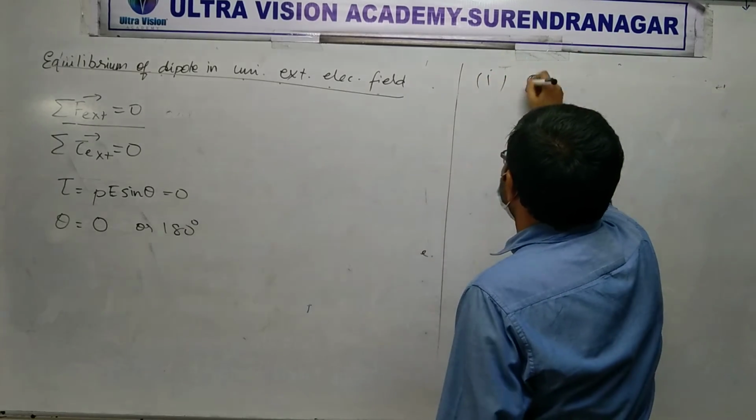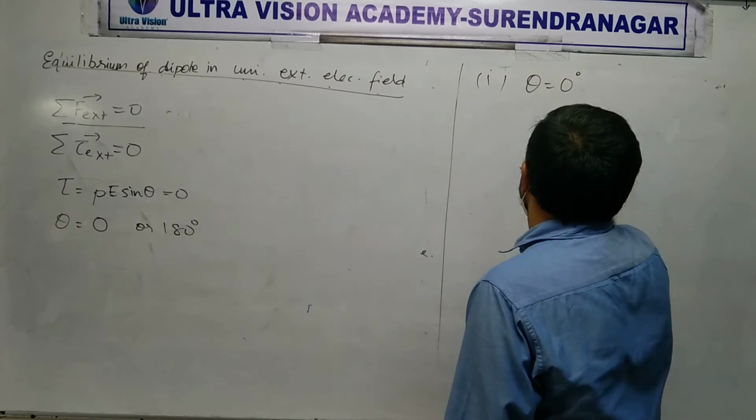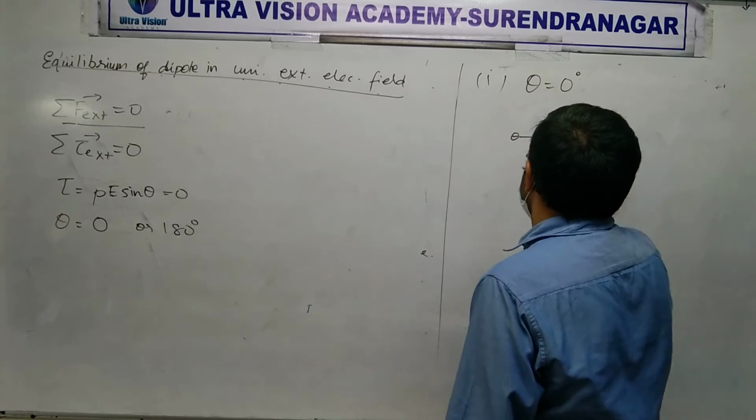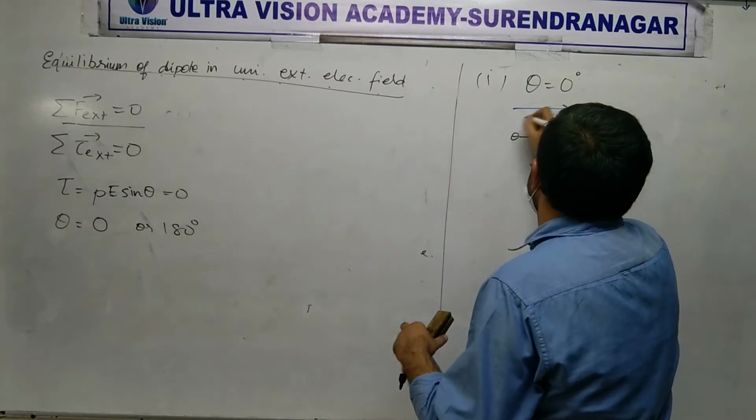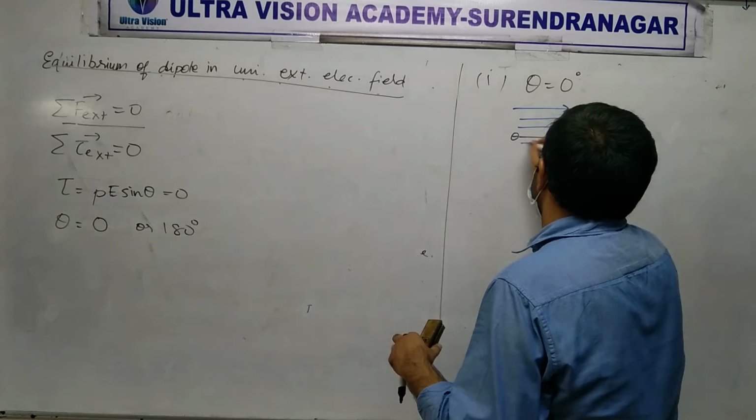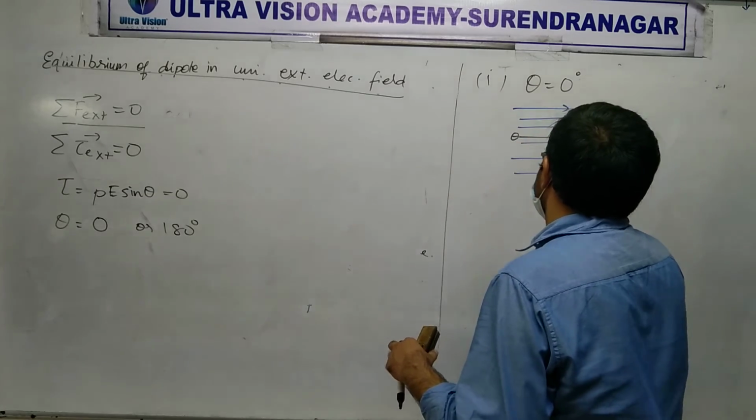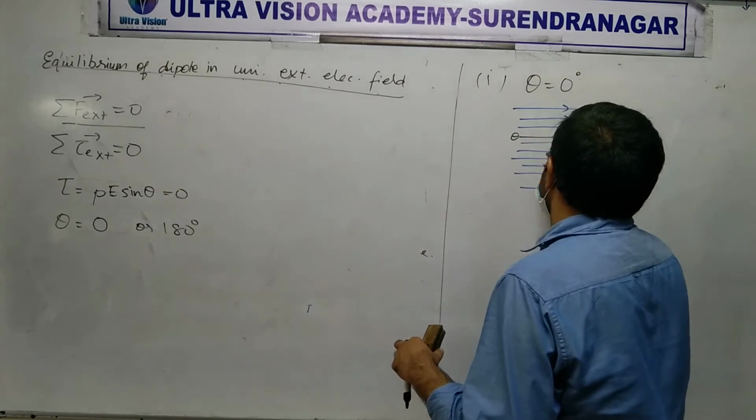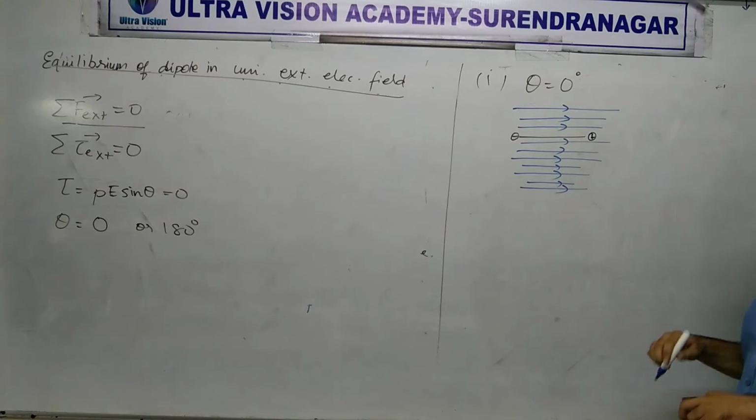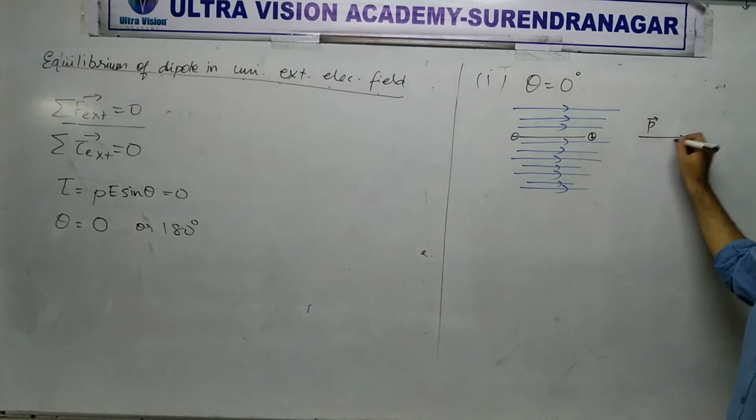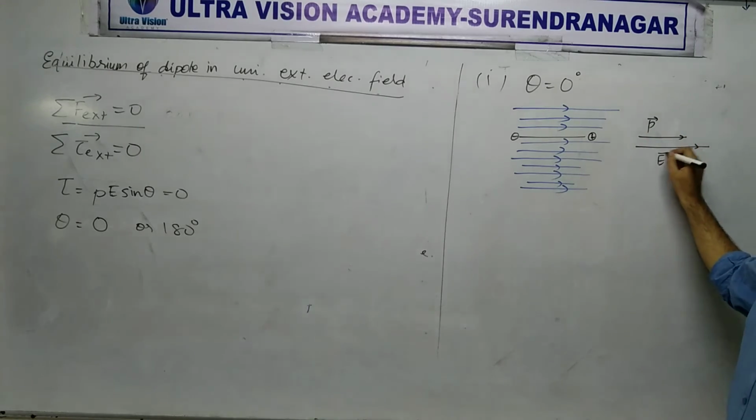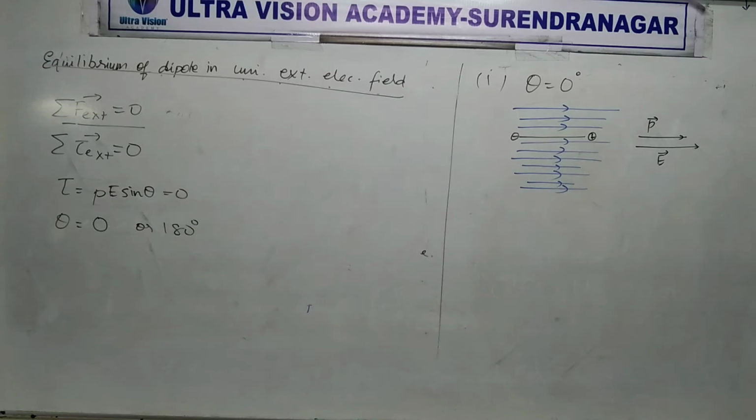So we go for theta equal to 0 first. So what would it look like? Here is the dipole. The electric field lines will also be in the same direction as the dipole moment. Clear or not? In a uniform field, the field lines are in the same direction as the dipole moment. So the angle between the P vector and the E vector is 0.